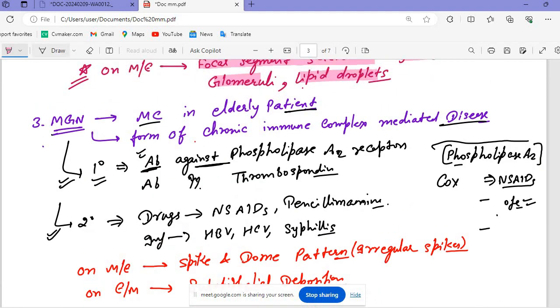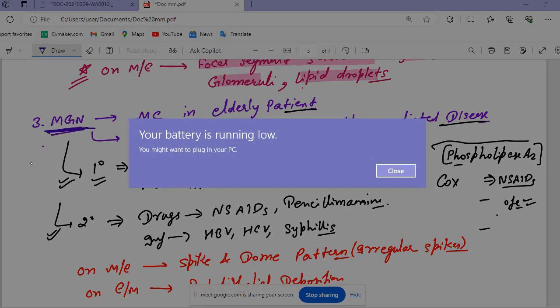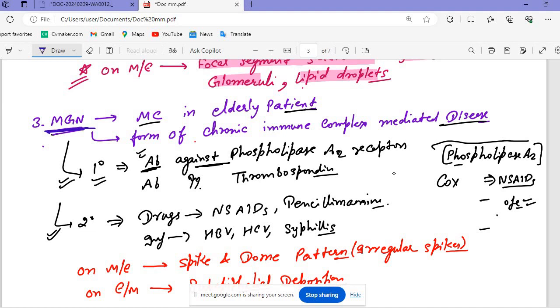Then we have membranous glomerulonephritis. This is the most common in elderly patients. MGN, membranous glomerulopathy, is a form of chronic immune complex deposition, so it is an immune complex mediated disease. If there is a chronic condition and an elderly patient is given, whatever you are thinking about, just mark MGN.